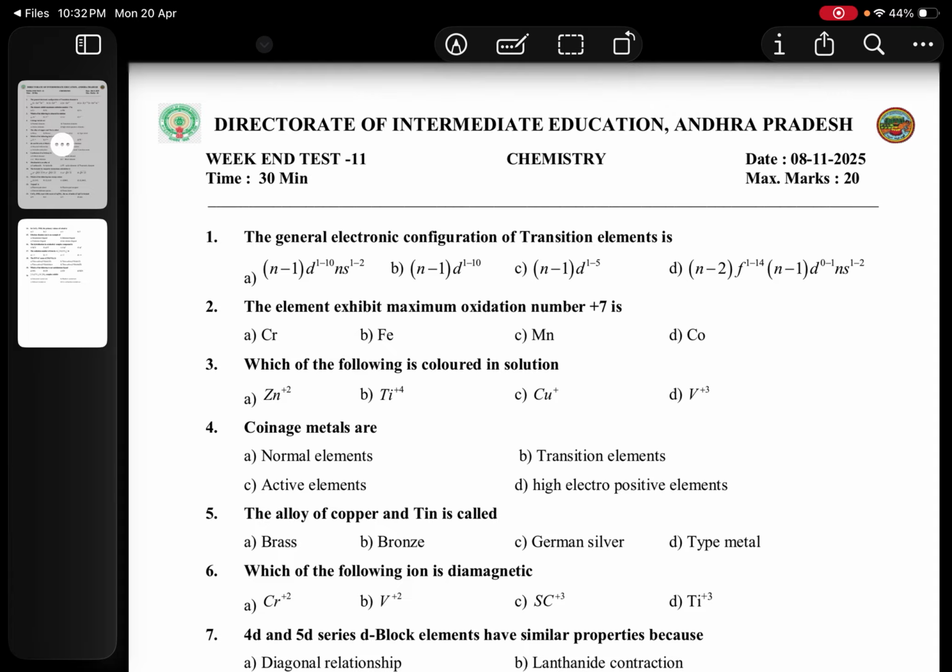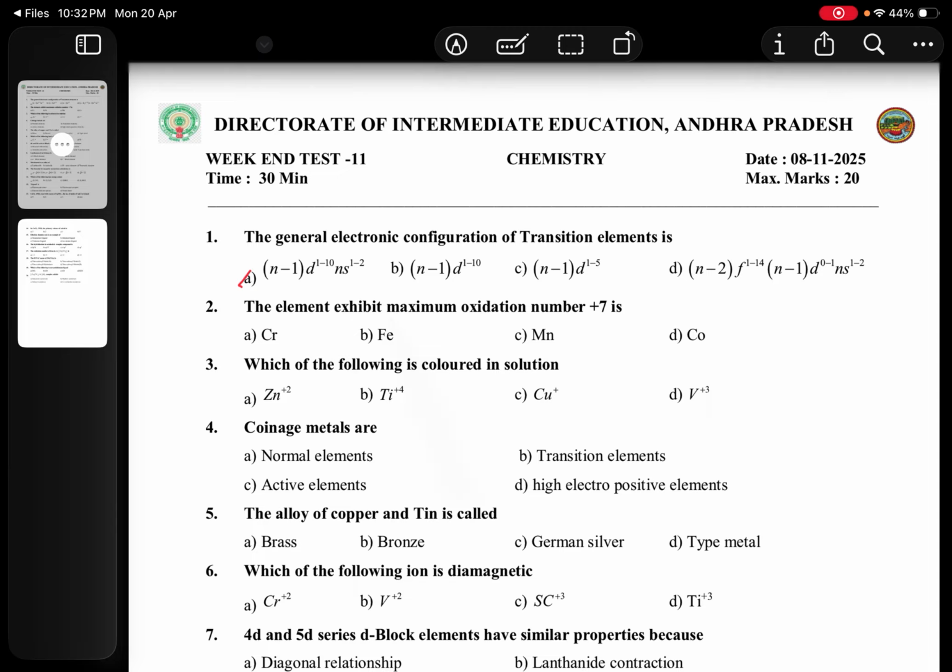The first one: the general electronic configuration of transition elements is? Option A: (n-1)d 1 to 10 ns 1 to 2. B: (n-1)d 1 to 10. C: (n-1)d 1 to 5. D: (n-2)f 1 to 14 (n-1)d 0 to 1 ns 1 to 2. Transition elements means partially filled d orbitals. So option A is the correct one.